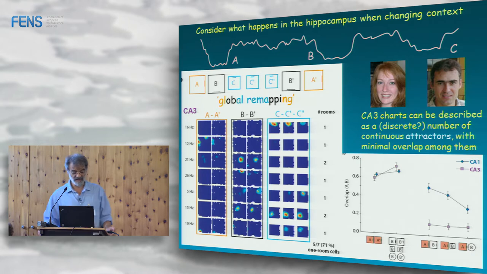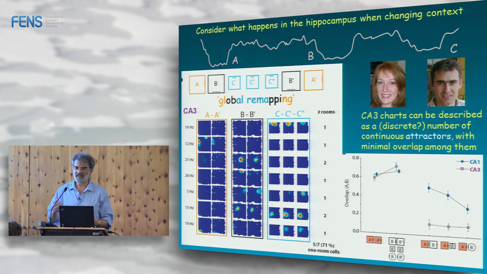And this is just an illustration of the known fact that if you take a sample of cells in CA3, some cells in the sample may have place fields in one room, like A. There is a certain degree of reproducibility that the second time the rat goes in room A, called A prime, there is more or less the same field for those cells that have a place field in A. Other cells have a place field in B, with also a degree of reproducibility in the second visit to B. Other cells have a place field in C.